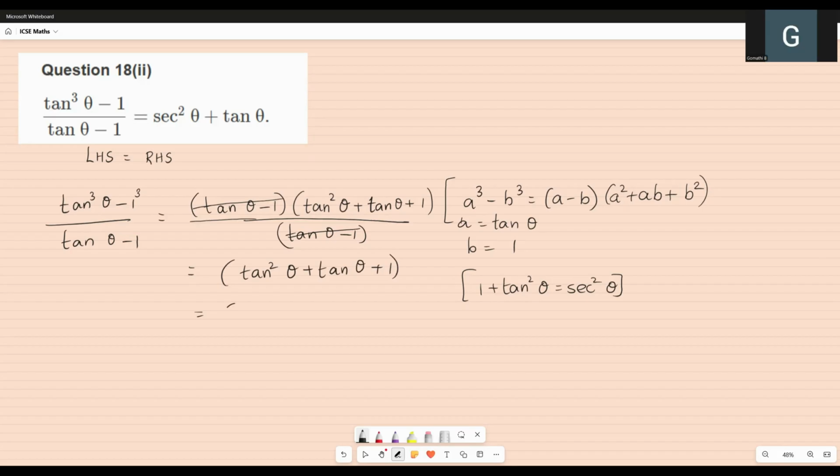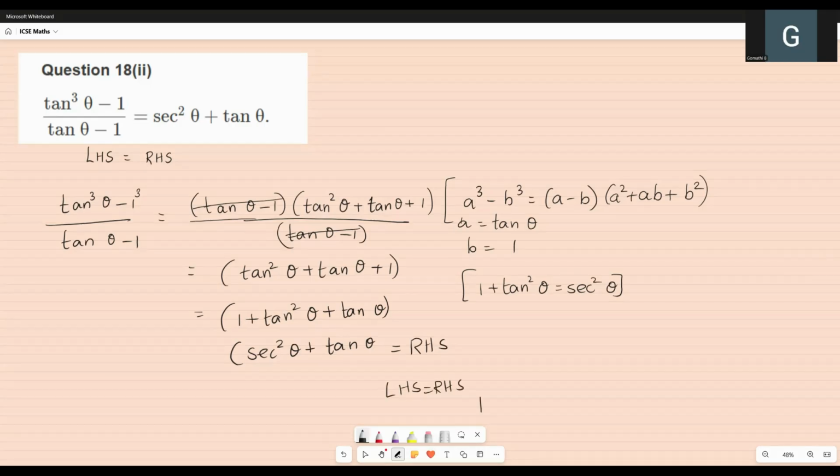By the commutative property, we can rearrange this and write 1 plus tan square theta plus tan theta. We know 1 plus tan square theta is secant square theta, plus tan theta. So that is your right hand side. So we have proved LHS is equal to RHS, hence proved. Hope you understood the sum.